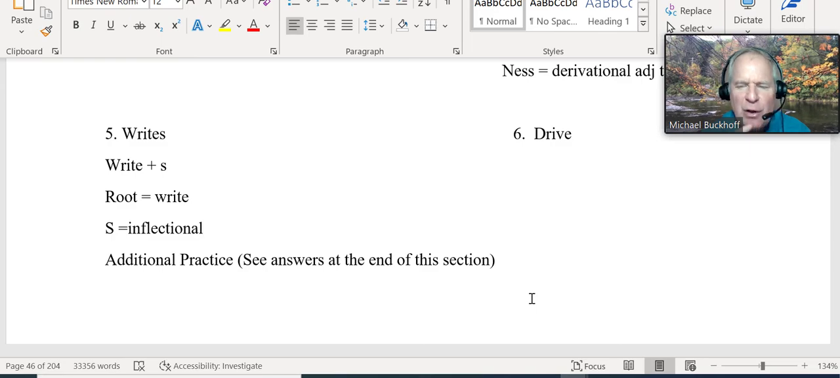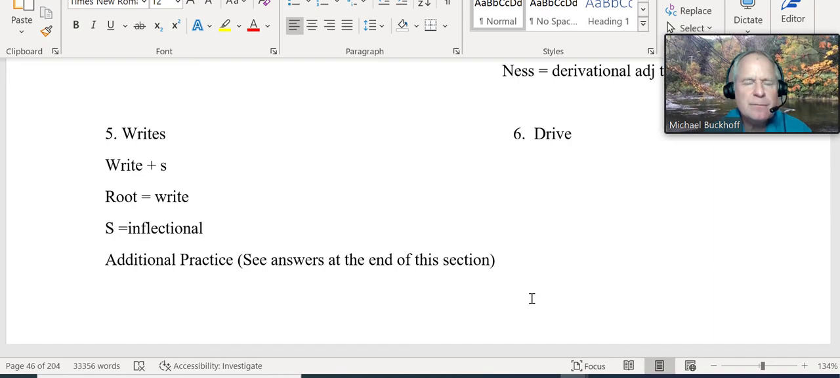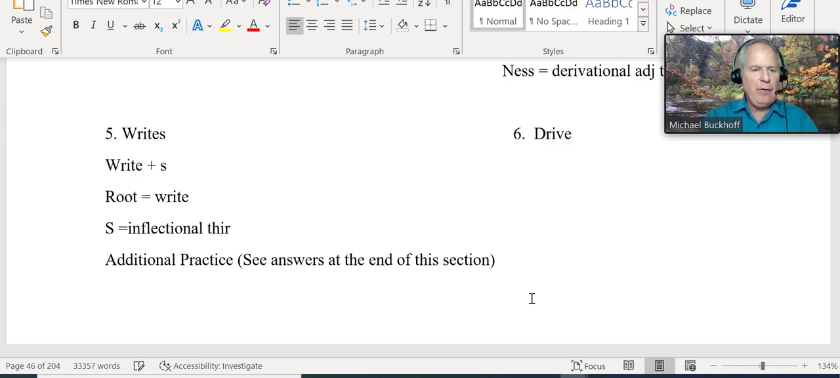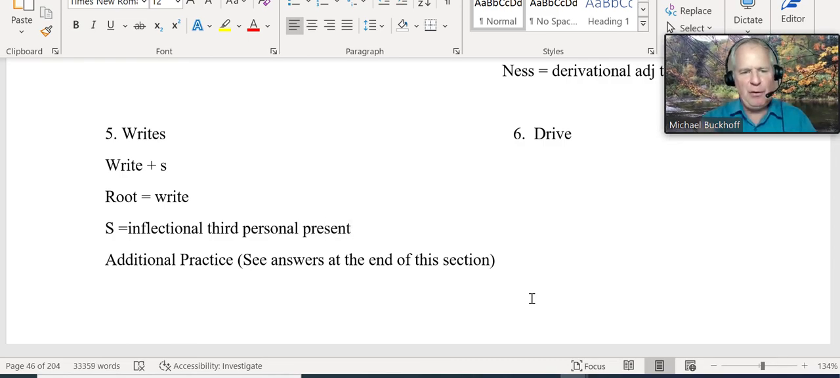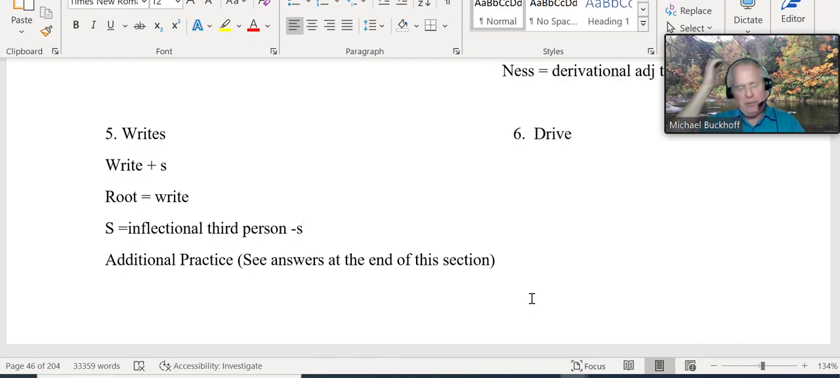What is that? Notice, I write, you write, he, she, it writes. They write, we write. Was that like the third person? Good. Yes. Inflectional, third person. If you say third person S, I'll give it to you. It's the third person present singular inflection S, if you can believe it.